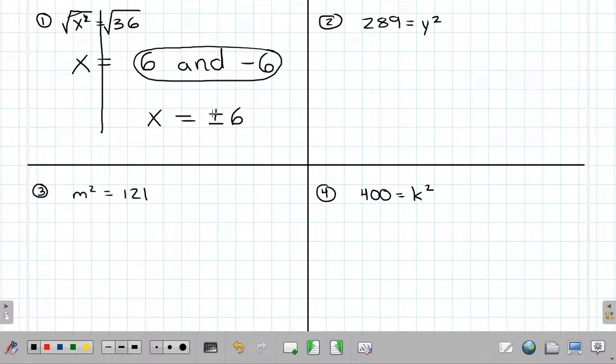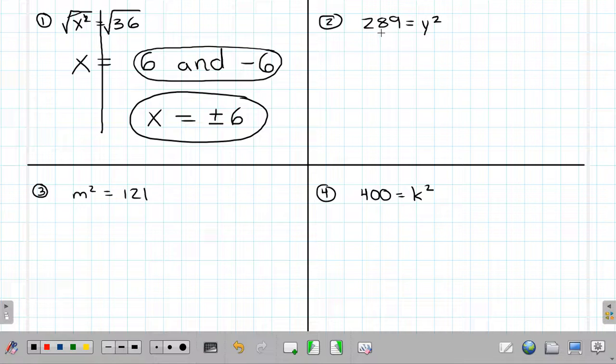And all this notation means is instead of having to write out both 6 and negative 6, this right here tells you all you need to know, in that it tells you x is equal to positive 6 and negative 6. So you can kind of shorten up your answers a little bit by just using this little symbol right here, which means positive and negative. So we call this the plus minus symbol. So plus or minus 6, which once again means positive 6, negative 6.